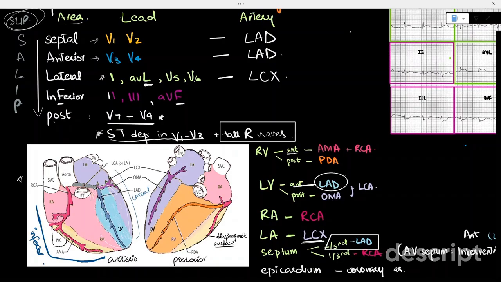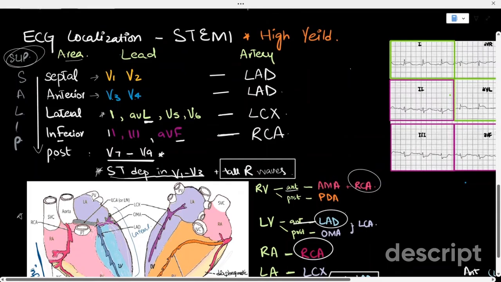Now coming on to the inferior part, if you can see in the diagram, it mostly involves the right atrium and the right ventricle, which is supplied by the right coronary artery. So infarct of the inferior part of the heart will be due to occlusion of right coronary artery. I hope you understood the ECG localization.